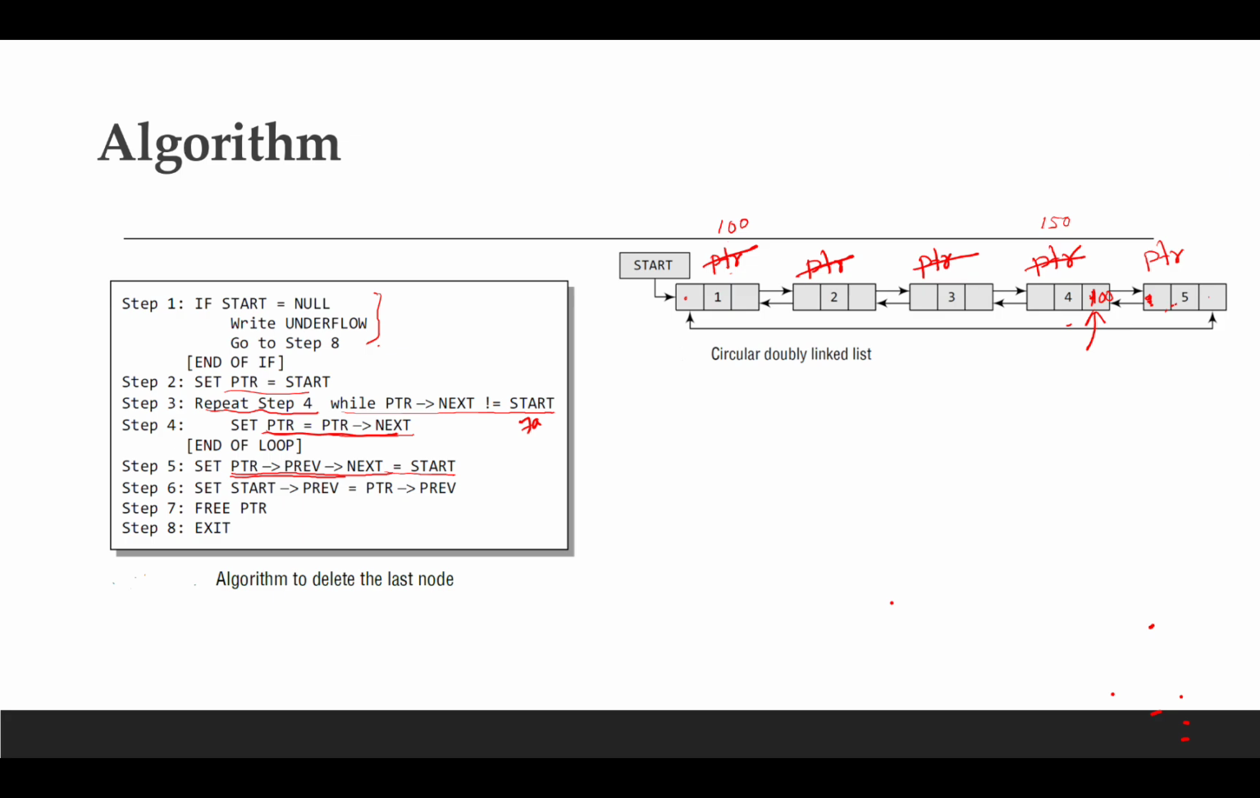Then next, start->previous. The start node's previous contains the address of ptr->previous. So it contains the address 150. Then by using the free function, we are removing the node. So it will be connected like this. This is simple.